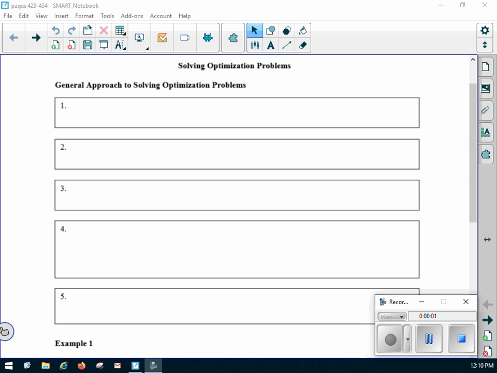Ladies and gentlemen, welcome to optimization. What, you may ask, is optimization? Optimization is trying to maximize or minimize something. But it's a real something, not just a point on a graph.